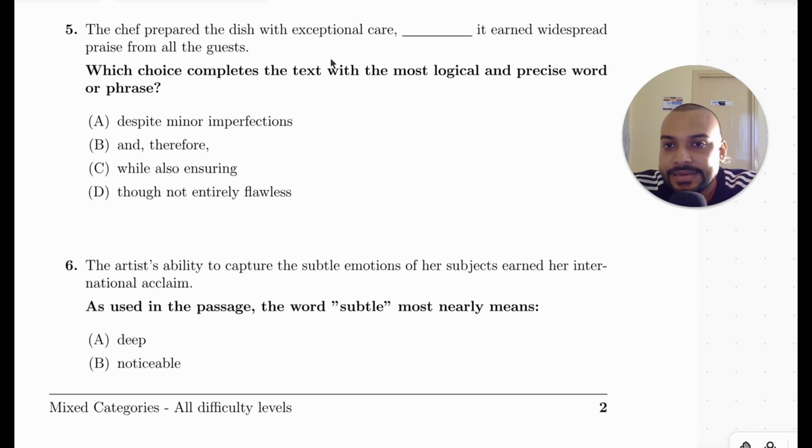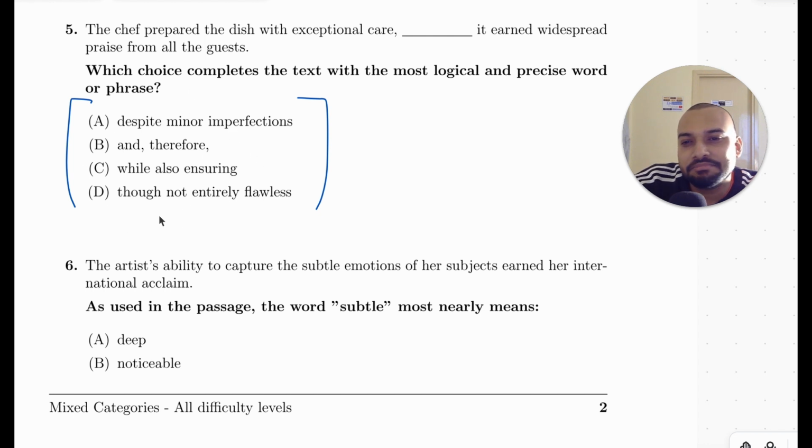Question number 5. The chef prepared the dish with exceptional care, comma, dash, it earned widespread praise from all the guests. Which choice completes the text with the most logical and precise word or phrase? Okay, there are 4 different options given, and none of the words are the same. So let's bring out the meaning from the context of the passage. The chef prepared the dish with exceptional care. That's a positive note. And it earned widespread praise from all the guests. Both the ideas are really positive. They're reinforcing positivity.